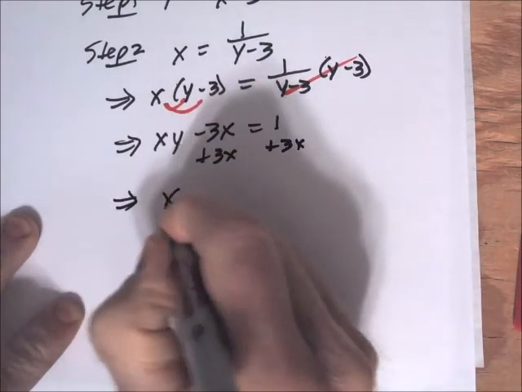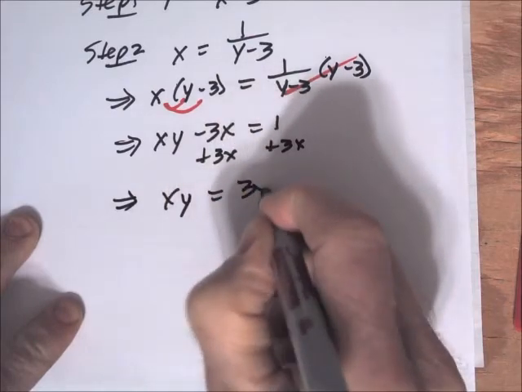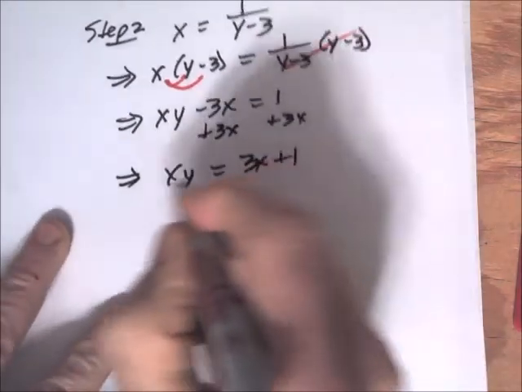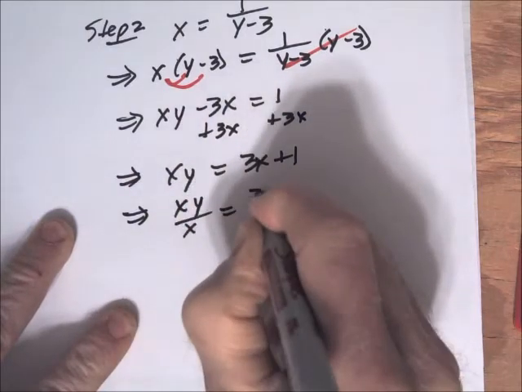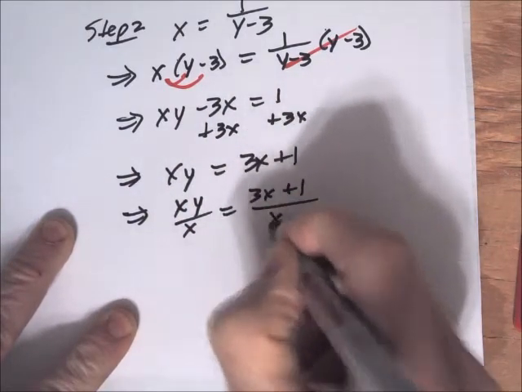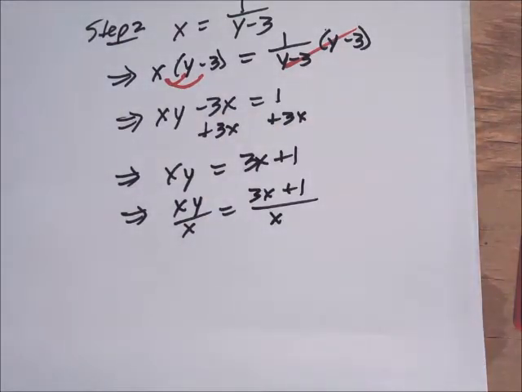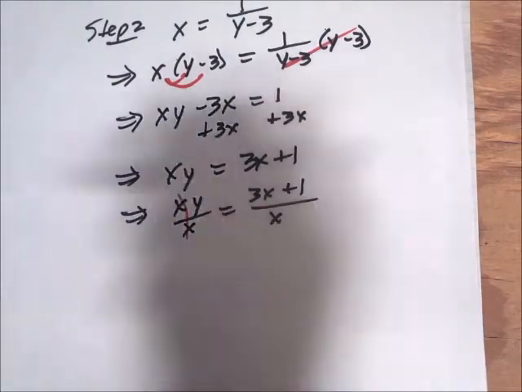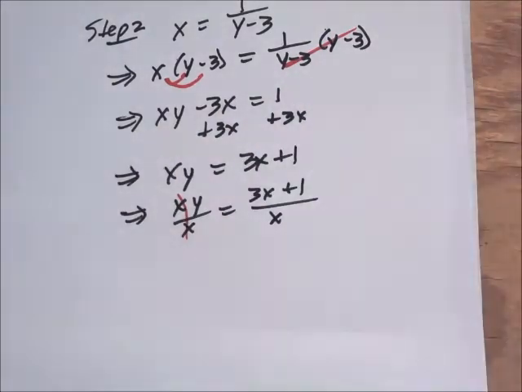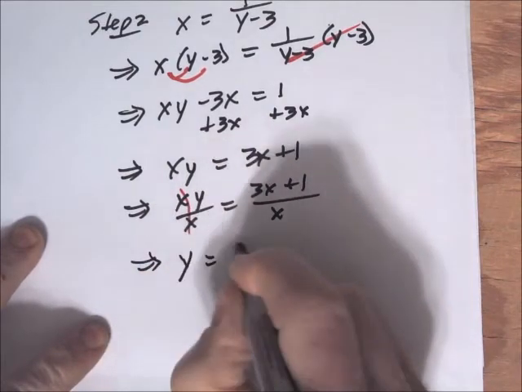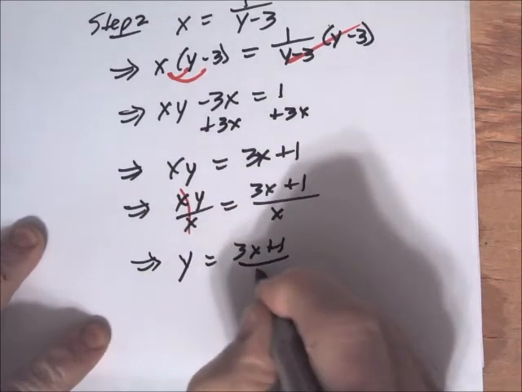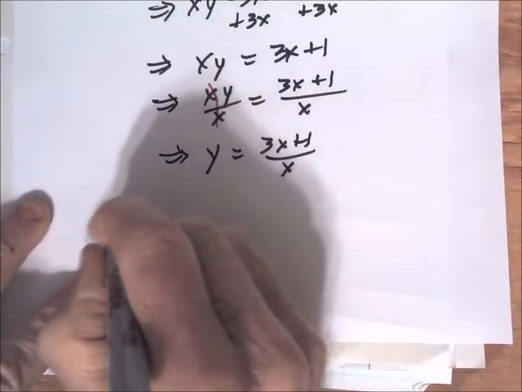That'll give us xy equals 3x plus 1. And then divide everything by x. And the x's will cancel on the left. And that'll give us y is equal to 3x plus 1 over x. And then step 3, instead of y equals, we'll write f inverse of x equals.